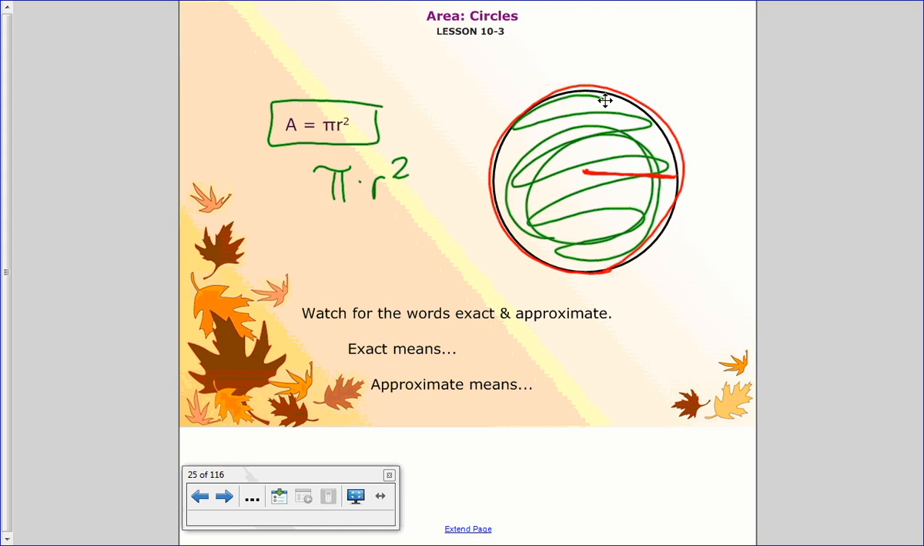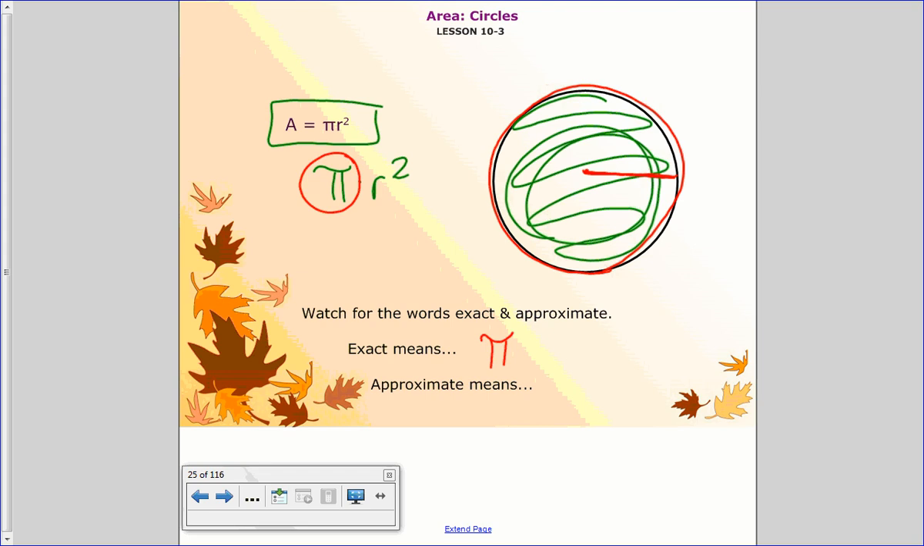In tonight's lesson, though, you need to watch for the words exact and approximate because they mean two different things. When they talk about the exact, that's using the whole idea of pi, 3.1415926, and so on. So when a question asks for the exact area of a circle, you leave it in terms of pi. So if it's 40 pi centimeters squared or 25 pi centimeters squared, whatever it is, you leave it as pi.